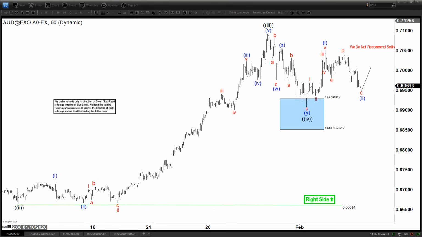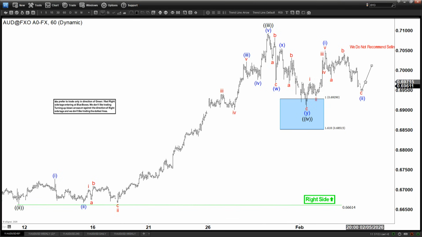Today is February the 5th and the chart of the day is Australian dollar US dollar. It's a 60 minutes time frame. Now we can see right here, I will explain the main view, what will be the alternate view, as well as the right direction, or what we call the right side of the market.